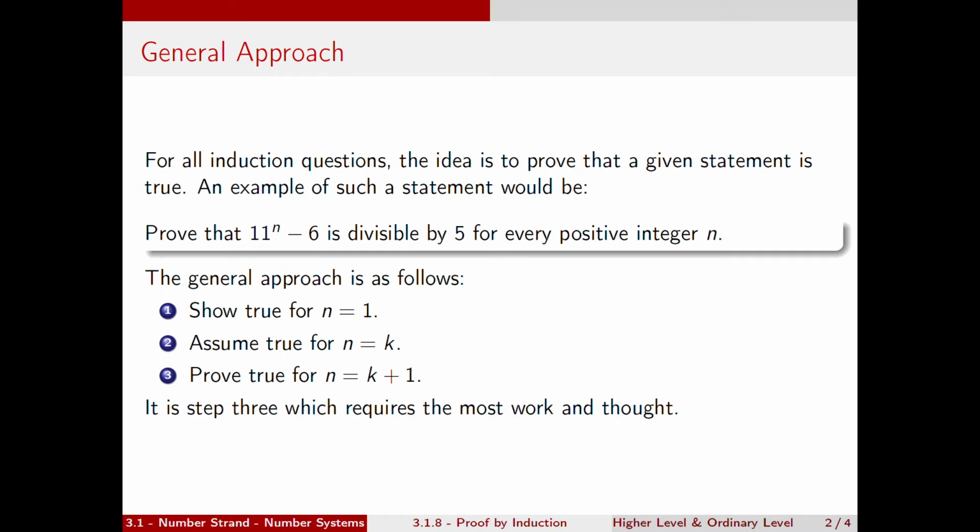Step 3 requires the most work and thought. The idea is that we assume it is true for n equals k, and using this assumption, we prove that it is true for n equals k plus 1, thus proving that it is true for every positive integer n.